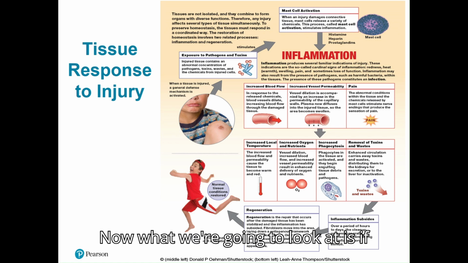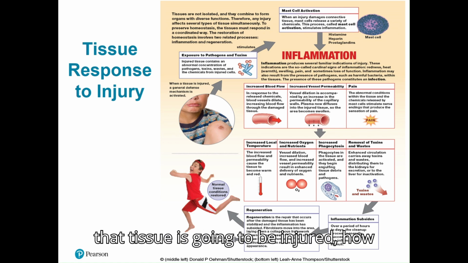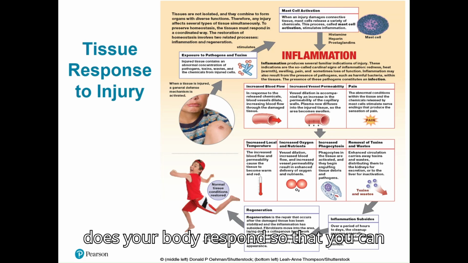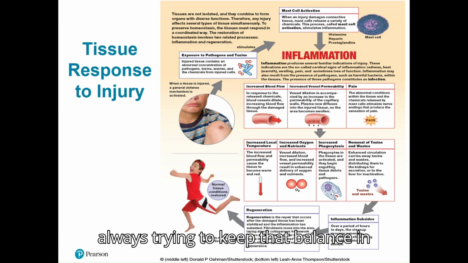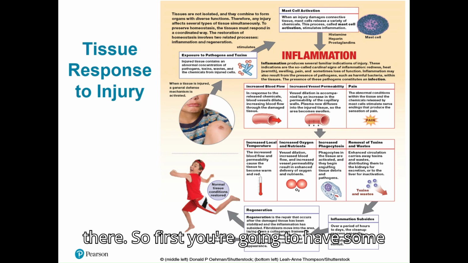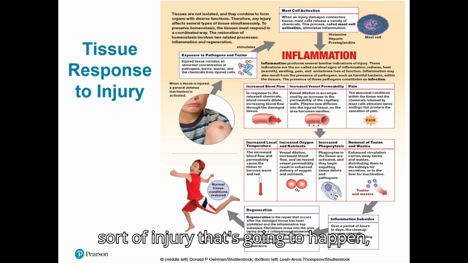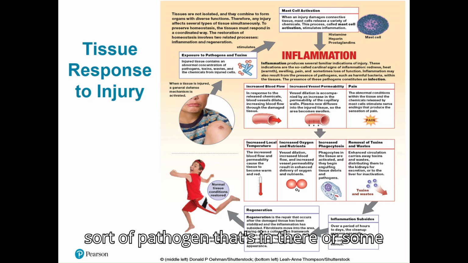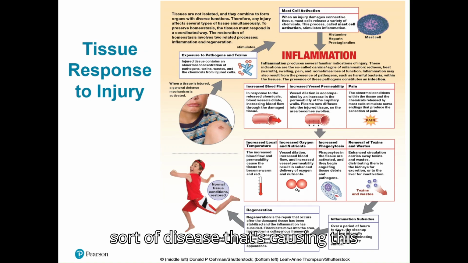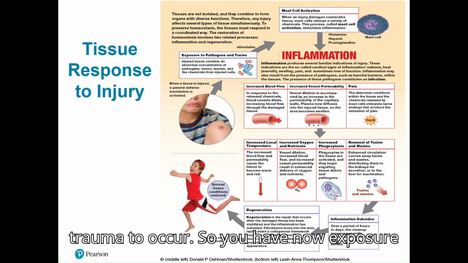Now what we're going to look at is if that tissue is going to be injured, how does your body respond so that you can try to maintain homeostasis? So we're always trying to keep that balance in there. So first, you're going to have some sort of injury that's going to happen, whether it's trauma or some sort of pathogen that's in there or some sort of disease that's causing this trauma to occur.